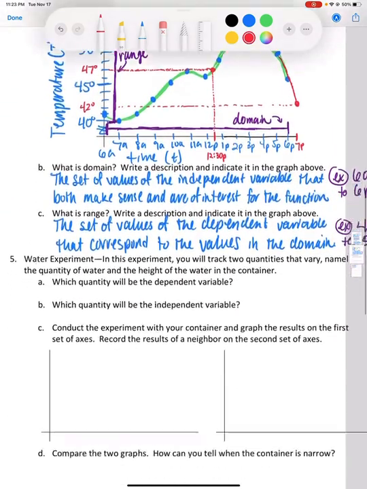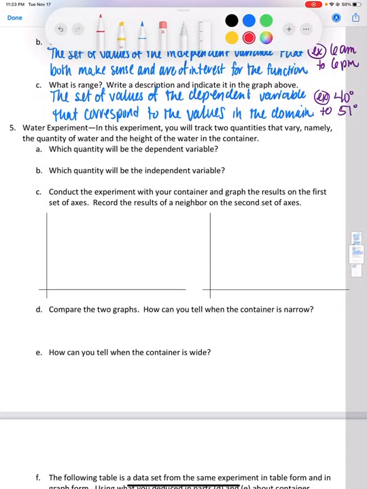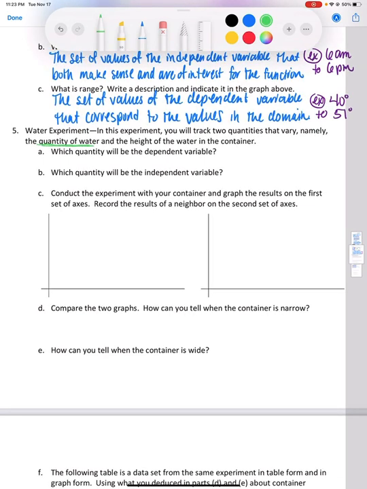All right, let's go now to our water experiment. In this experiment, you will track two quantities that vary, namely the quantity of water and the height of the water in the container. Okay. So for this experiment, you need a container, preferably glass so you can see through it, and you need some sort of measuring cup that can give you the same quantity of water at a time. Okay. Which quantity will be the dependent variable? Okay, which one depends on the other?